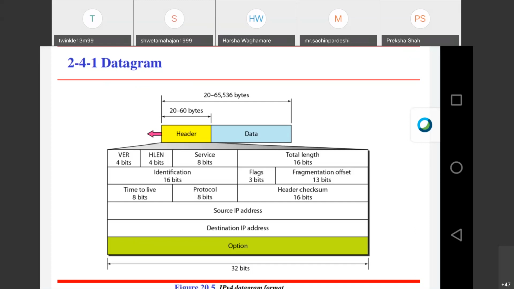Okay. The next fields are identification, flags, and fragmentation offset. I will cover these fields later in today's lecture. Remember, identification, flags, and fragmentation offset are all related to fragmentation. That's why I will cover these three together. Now the next field is time to live. Here 8 bits define time to live.